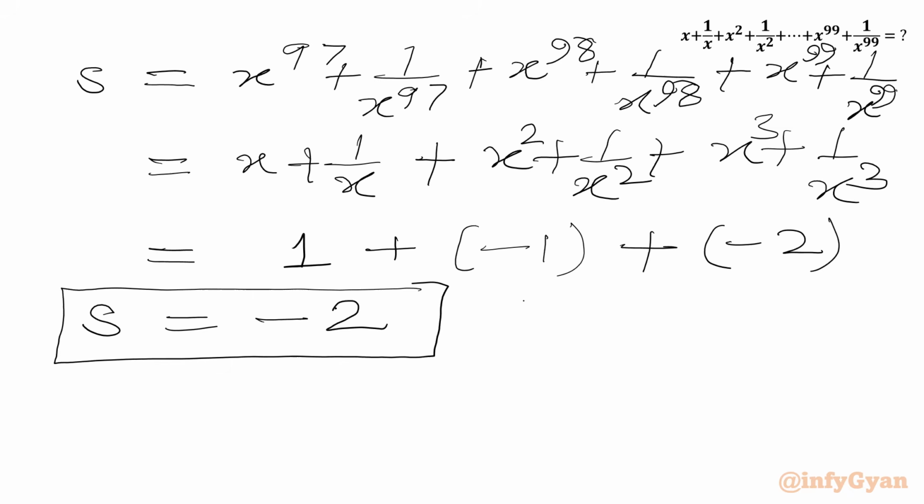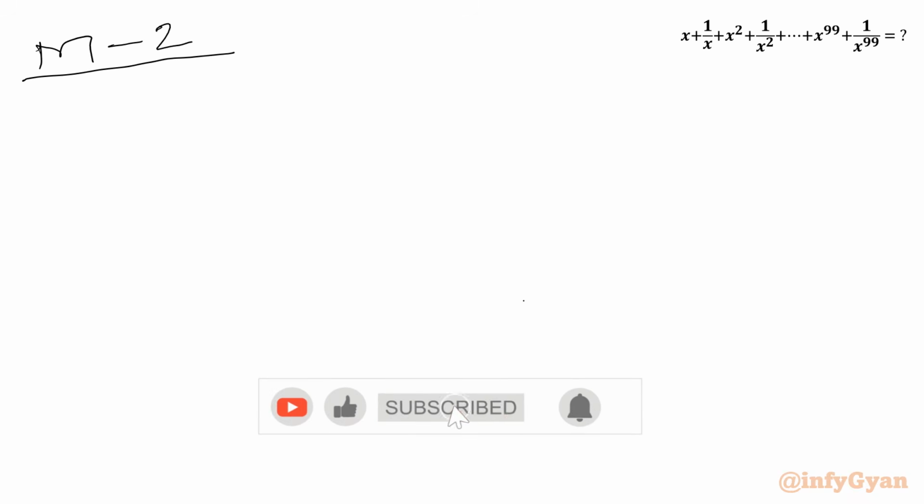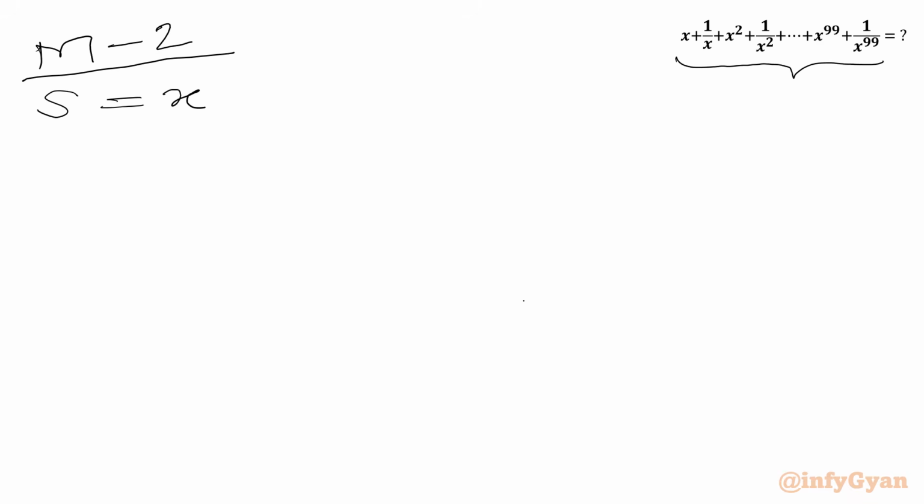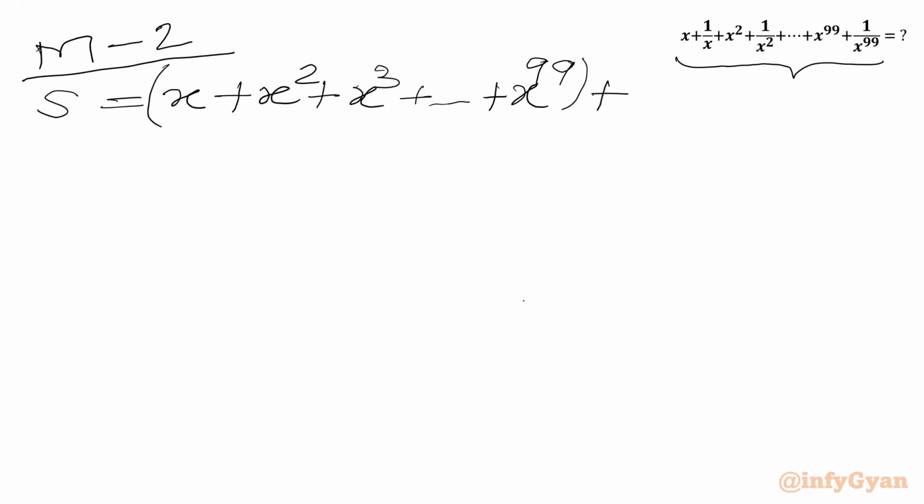Now we will demonstrate method number 2. So I will write here method 2. Here I will use sum of finite GP. We can write our sum S equal to x plus x square plus x cube up to x power 99. Then we will write another GP of finite terms. We will write 1 over x plus 1 over x square up to 1 over x power 99.